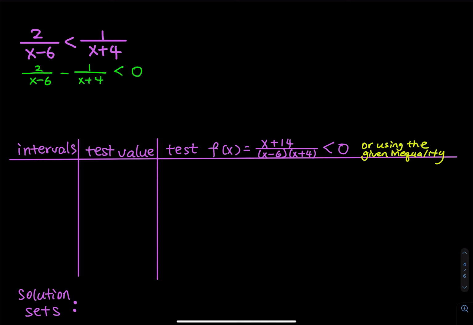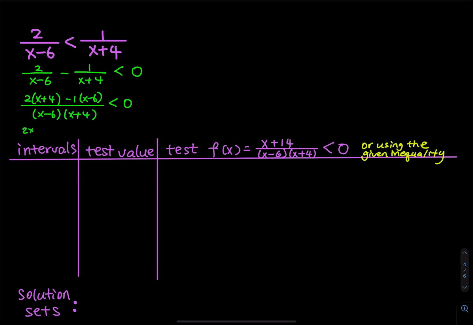And then let's get a common denominator. The common denominator is x minus 6 times x minus 4, and then this is 2 times x minus 4 minus 1 times x minus 6 less than 0. And then you have 2x minus 8 minus x plus 6. So that is x, and then negative 8 plus 6 is negative 2. So you have x minus 2 on top, and that will be your function.